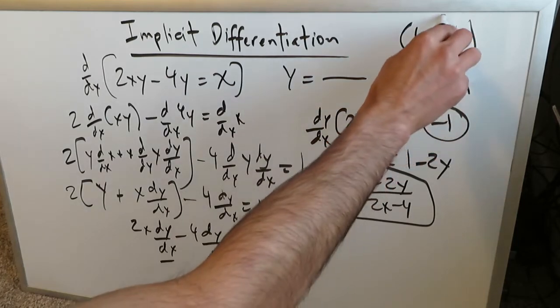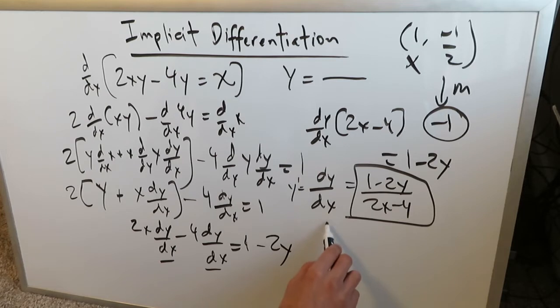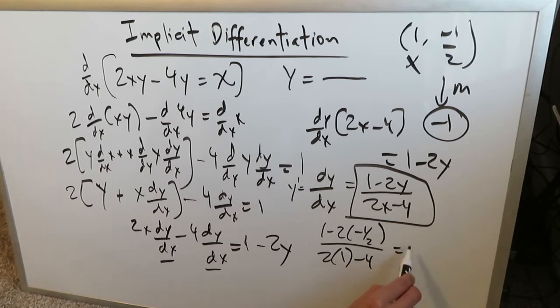Here's my x value, here's my y value, minus 1 over 2, and you plug it in and see what you get. You do 1 minus 2 times minus 1 over 2, which is your y value, divided by 2 times your x value, minus 4. Solve this out, and what do you get? Here on the top, you'll get 1 plus 2 times minus 1 over 2, which is a 1. 1 plus 1 is a 2, over 2 minus 4, which is a minus 2. And what are you getting? A minus 1.